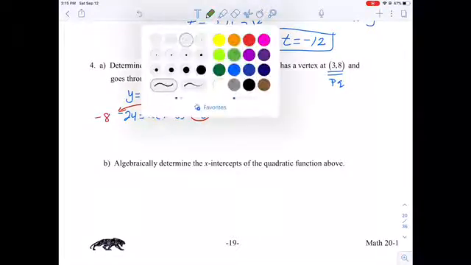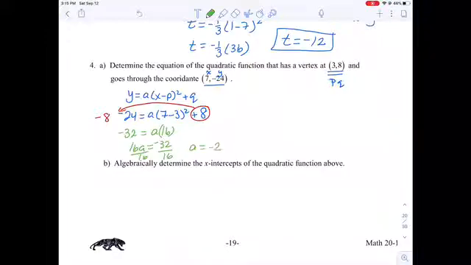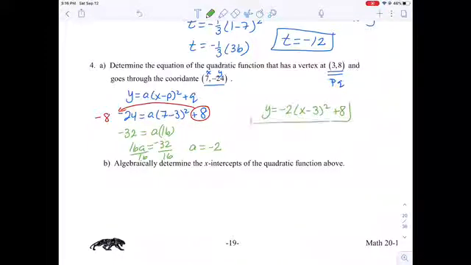And we end up here with negative 24 minus 8, which is negative 32. And then 7 minus 3, that's 4, and 4 squared is 16. So a times 16. Okay, I can write it like that, or of course we could write 16a equals negative 32. And then it's pretty obvious. We divide both sides by 16, and a is equal to negative 2. So when they ask for the equation, I want to write out the final equation: y = -2(x - 3)² + 8.